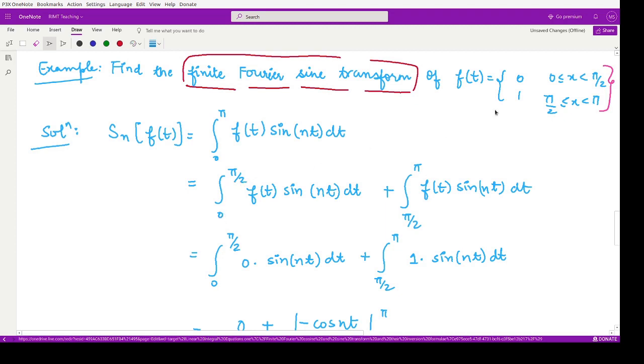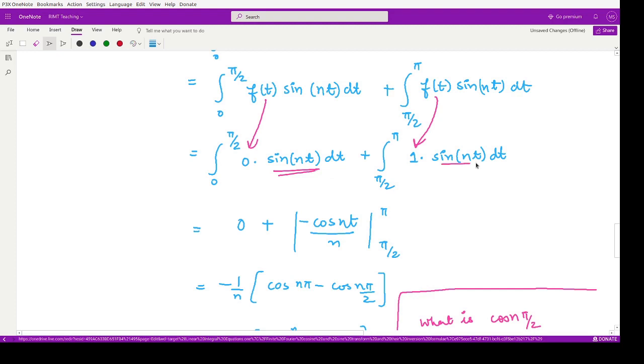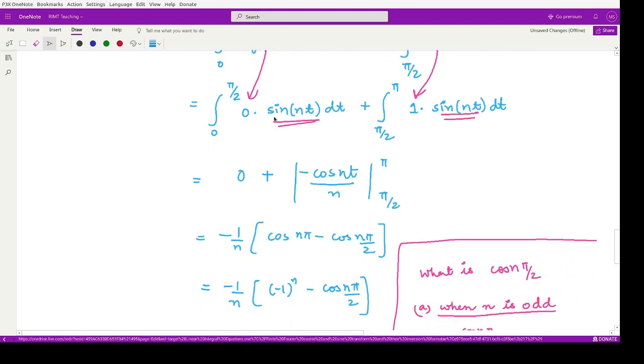So in the interval 0 to pi by 2, the value of the function is given to be 0. So it becomes 0 in this interval, and in the interval pi by 2 to pi, the function's value is given to be 1. So we have just substituted the function's value. Now we will perform this integration and this integration. When you perform this integration of sine nt, it would be cos nt divided by n, and the limits vary from 0 to pi by 2. When you substitute the limits, you will have it as 0. Actually you won't perform any integration here, because the function is multiplied by 0, so everything here would eventually be 0.